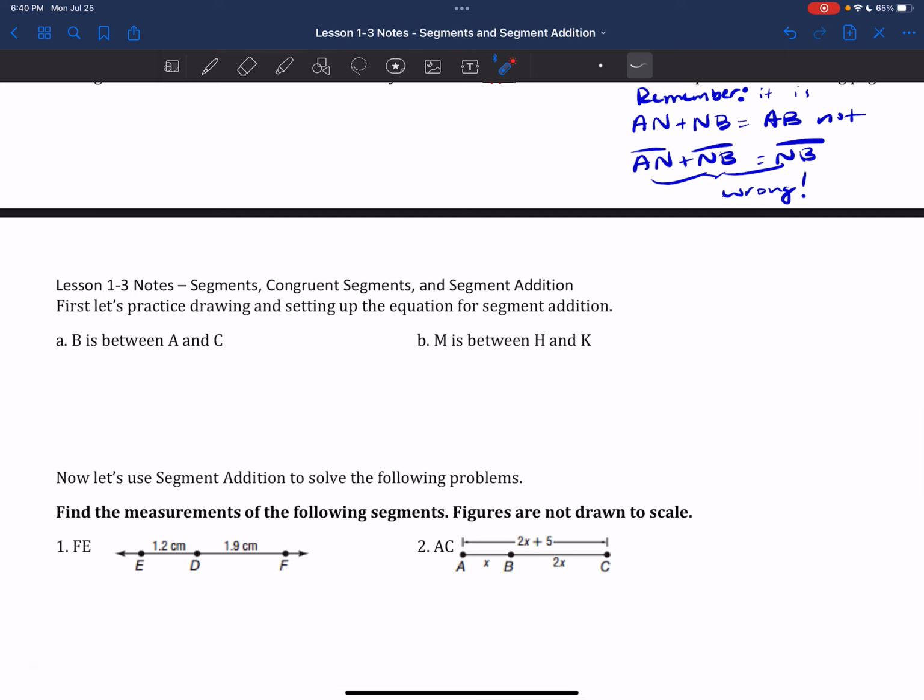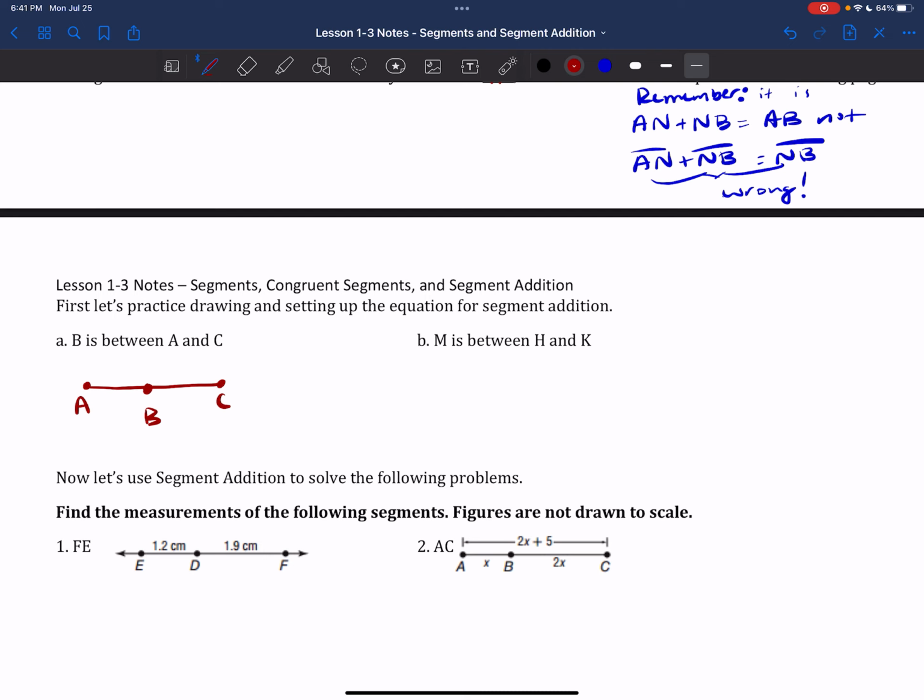So let's go ahead and practice drawing and setting up the equation for segment addition. A says B is between A and C. So let's go ahead and draw A and C. You're supposed to have those 2 endpoints because you're representing a segment, so A and C. And B is between these 2 particular points, so I can just put B between those 2 points, and that's pretty much it. That's how you do it.